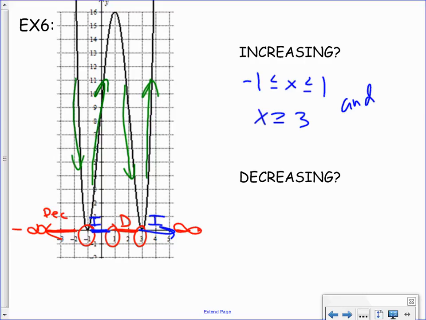Increasing: x is less than or equal to x, and 1 is less than or equal to x. Isn't it easy? You just read it from the graph. If you had drawn the graph, you could just read it from the graph. You feeling okay? Okay. So far, so good.